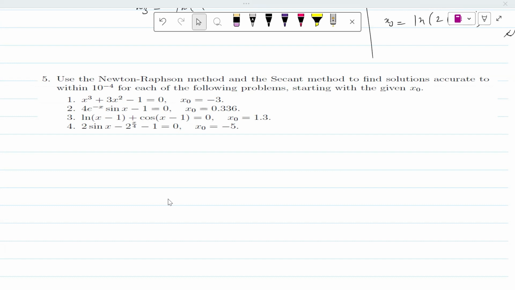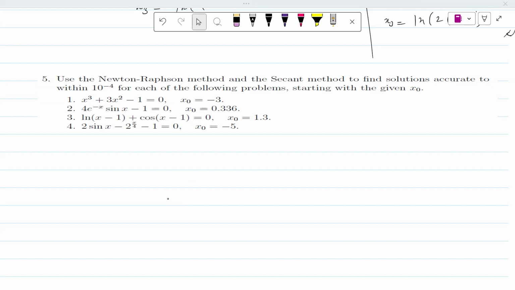Of course, this question could also be asked like, use the second method to find solutions to 4 decimal places. 10 to the power negative 4 is the notation for decimal places. So it could have been asked, find the solution to 4 decimal places. You know what to do if you say 4 decimal places, and you know what to do if you say 5 significant figures. All right, so let's start.